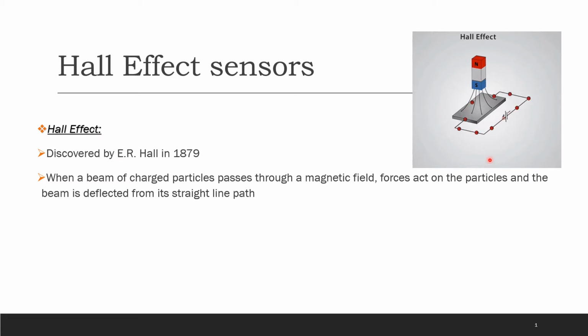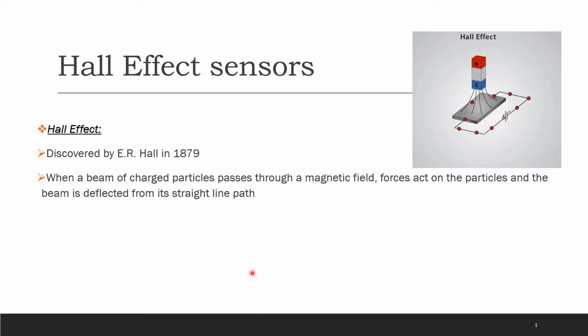Now this is shown in this diagram. So when there is no magnetic field, the particles are moving in a straight line, and when a magnet is brought close to this conductor, a magnetic field is applied and the charges get deflected due to the influence of this magnetic force.